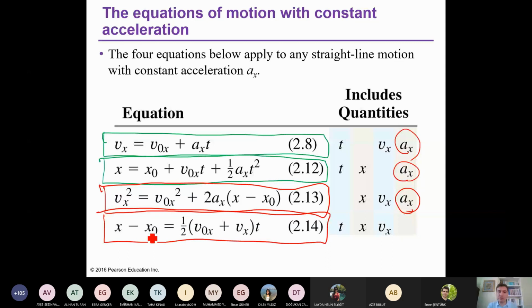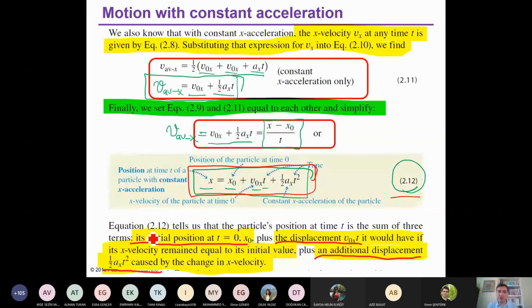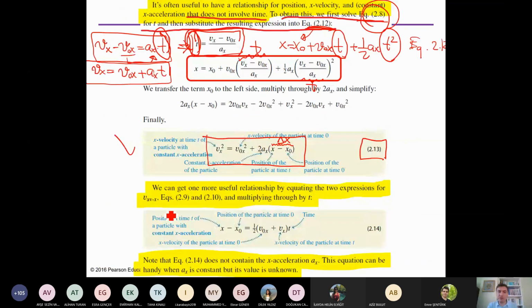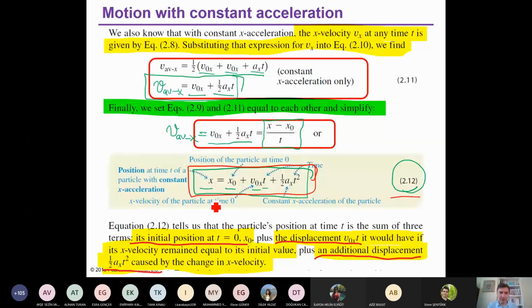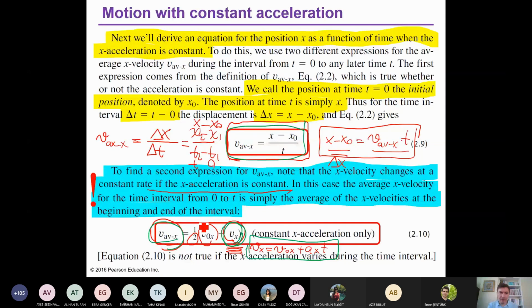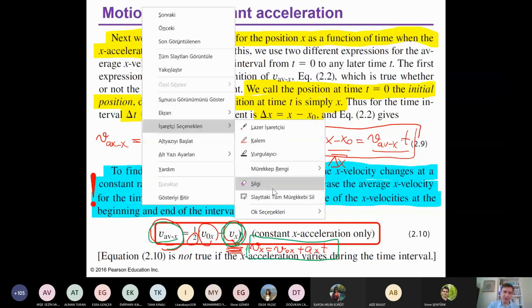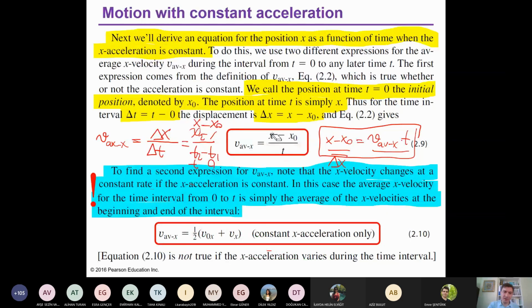Now let me try to get this equation. It is very simple. So what to do? Equation 2.9 and equation 2.10. What was 2.9? Equation 2.9, this one: x minus x0 over t. And equation 2.10: 1/2 v0x plus vx. Let me delete this one, you can see better. I will use these two equations. Okay. So what do you see? Average x velocity, average x velocity. So they are equal to each other.